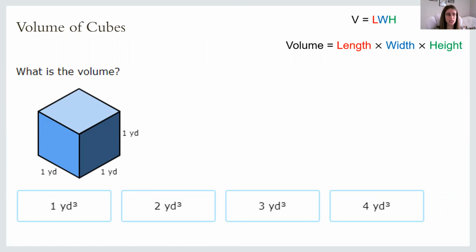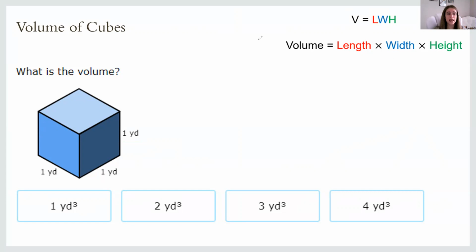So first, let's begin with cubes. Right up here in the top right, we have our formula. We are asked to find the volume of this cube. One thing that alerts me this is a cube, this is a 3-dimensional square, is because all of the sides are the same. That means it is a cube.